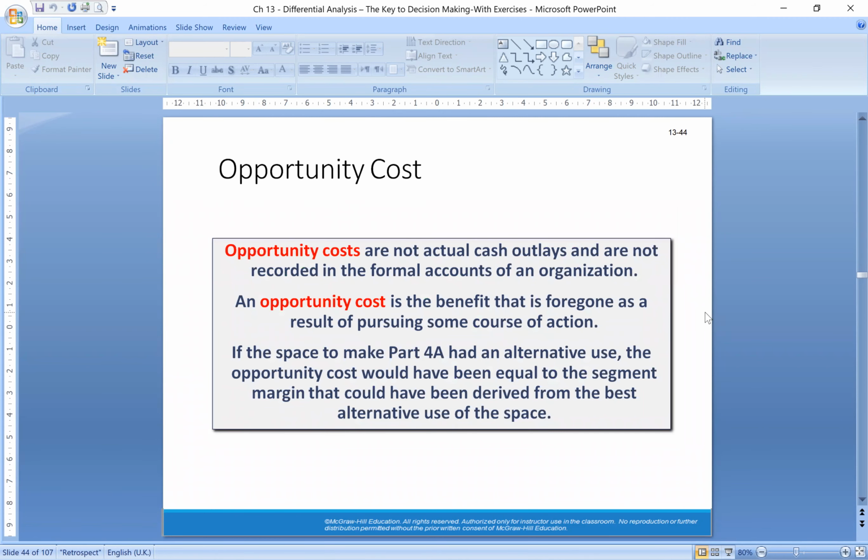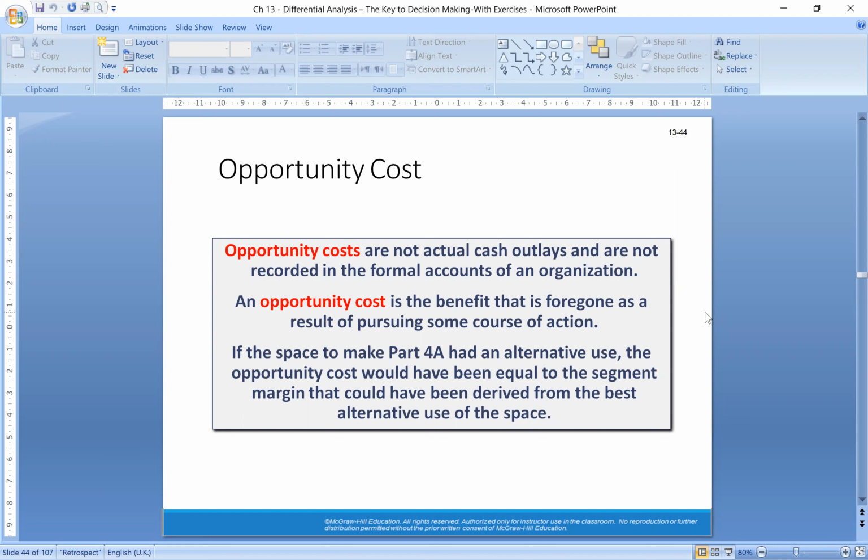Something related also to make and buy. Opportunity costs are not actual cash outlays and are not recorded in the formal accounts for the organization. If you remember the word opportunity cost, it is the foregone, forfeited option. It is a second choice that I've given up if I choose my alternative, so we cannot see it in our financial statements. Opportunity cost is a benefit that is foregone as a result of pursuing some course of action, because when you choose your alternative, you give up another choice. So this is called the opportunity cost.